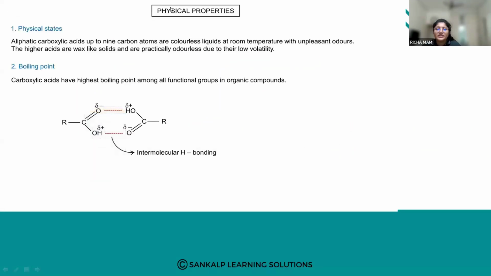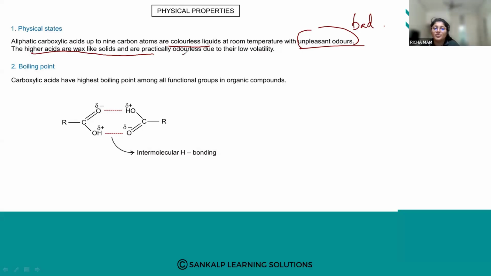So next we are going to see the physical properties. Physical properties means how they appear. So when you see the physical state, aliphatic carboxylic acids up to 9 carbon atoms are colorless liquids at room temperature with an unpleasant odor. Unpleasant means bad smell. And higher members are wax-like solids.